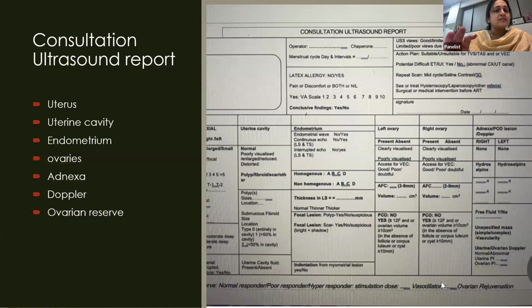There are various consultation ultrasound reports which sir has already explained, to get information regarding uterus, uterine cavity, endometrium, ovaries, adnexa, Doppler studies, and ovarian reserve. This first consultation ultrasound is very important and it decides the ovarian response, whether the patient is a normal responder, poor responder, or hyper responder. And accordingly, we can plan our further treatments.